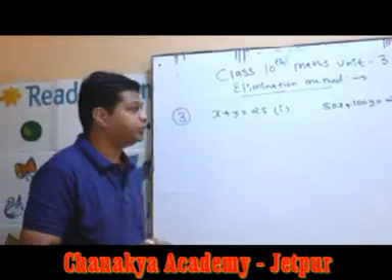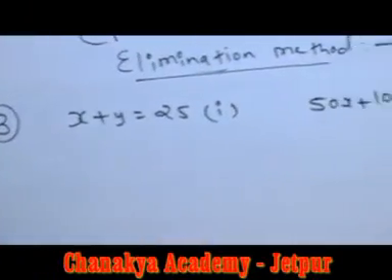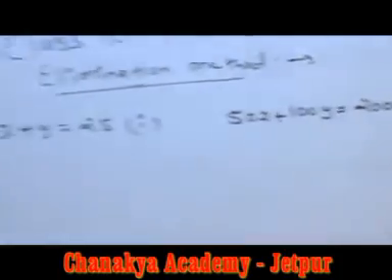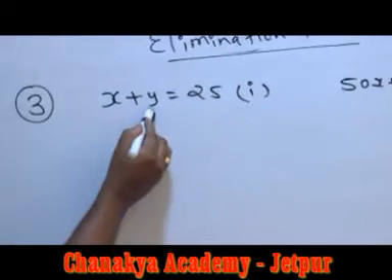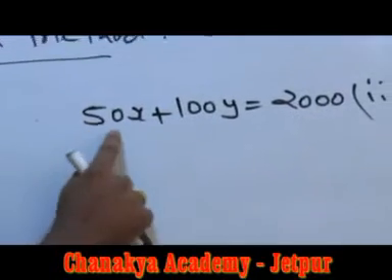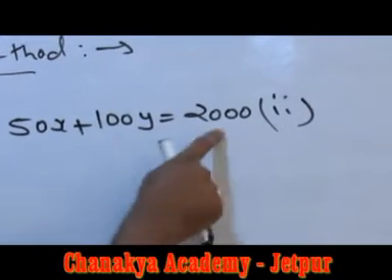Okay, moving to next question. Our question number 3 is x plus y equal to 25. Second equation is 50x plus 100y equal to 2000. In equation number 1, coefficient of x is 1, coefficient of y is 1, 25 is a constant. In equation number 2, 50 is a coefficient of x, 100 is a coefficient of y and 2000 is a constant.